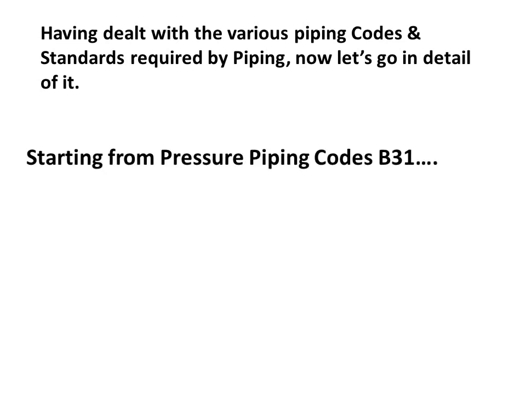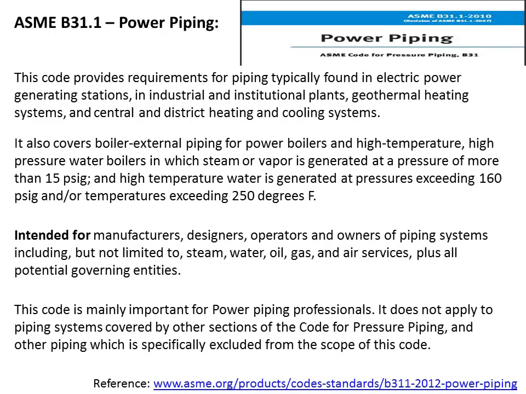Starting from pressure piping codes B31, we have ASME B31.1 dealing with power piping. This code provides requirements for piping typically found in electrical power generating stations, in industrial and institutional plants, geothermal heating systems, and central and district heating systems.